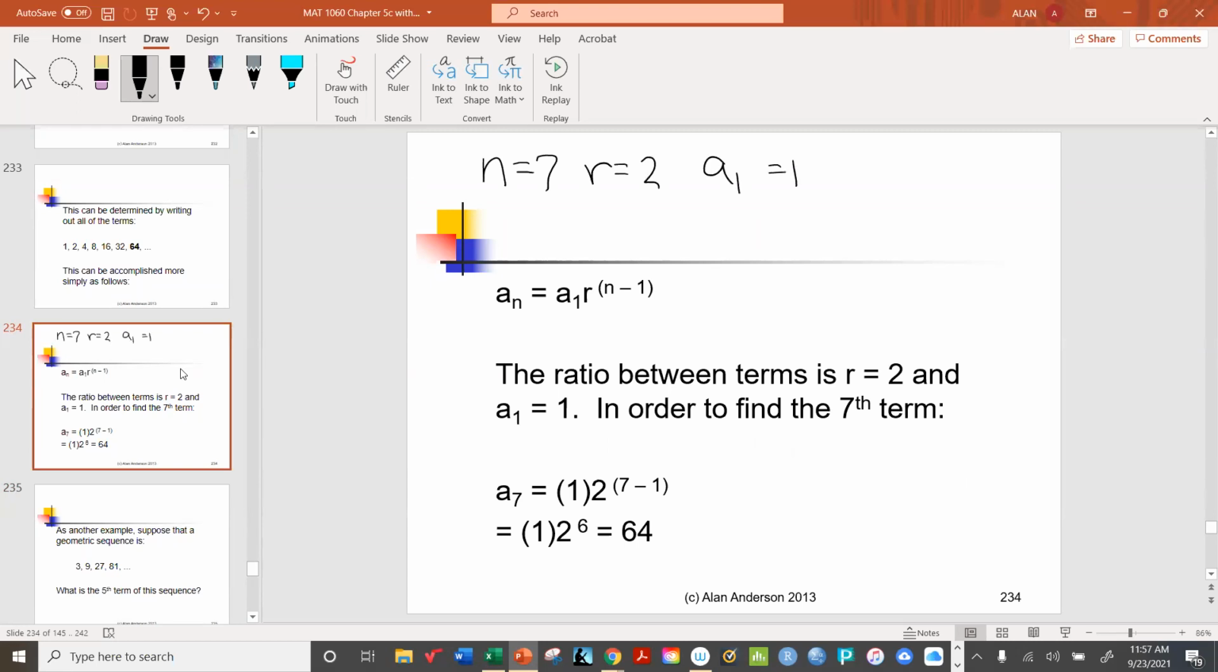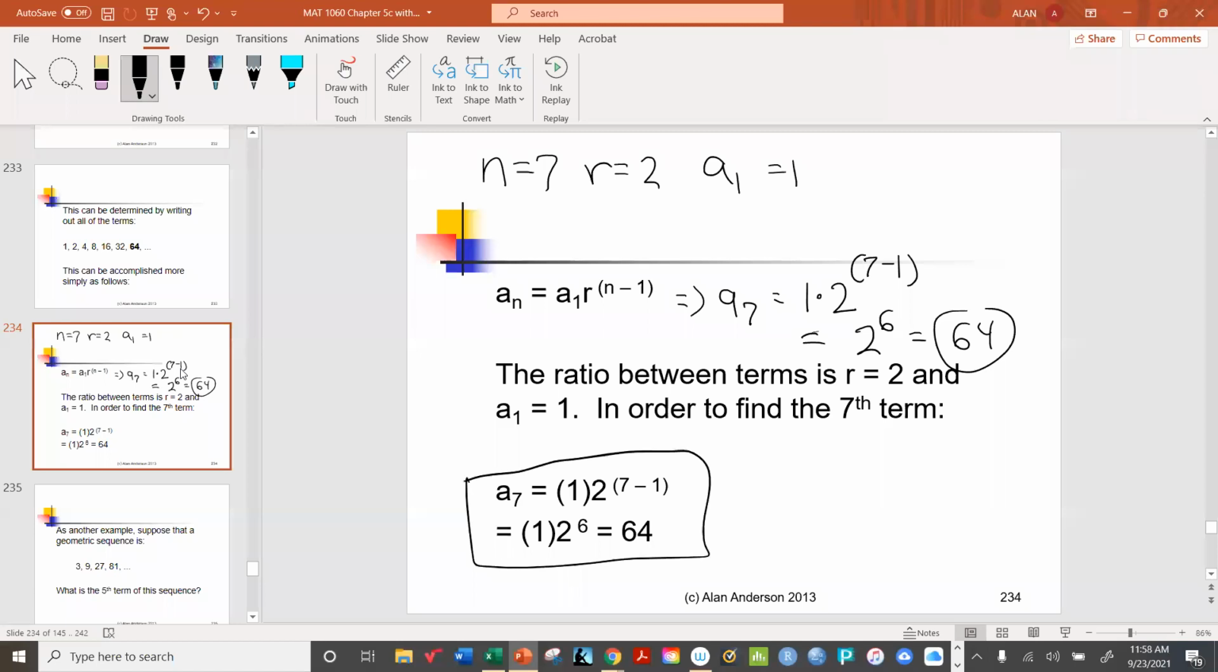It started at 1, so you've got a7 equals 1 times 2 raised to the 7 minus 1 power. Now, multiplying something by 1 doesn't change it, so really what you have here is 2 to the 6th, and that proves that we were right. It's 64, and I did it down here again too. 64 is the 7th term in this geometric sequence.